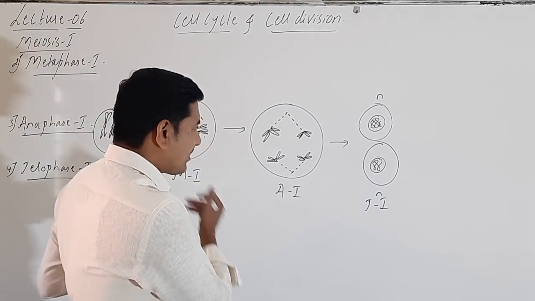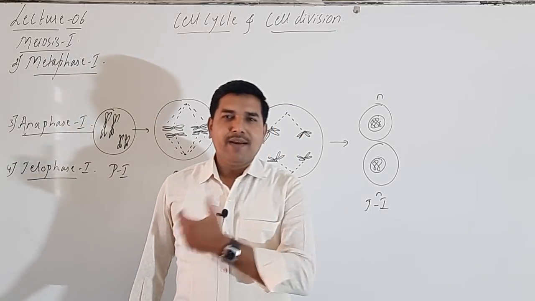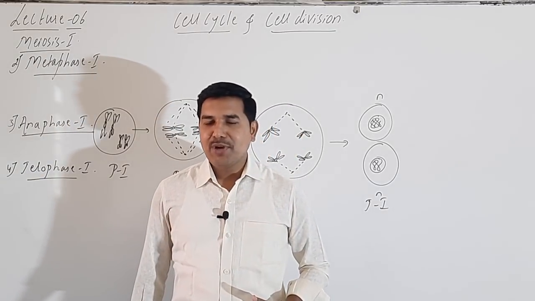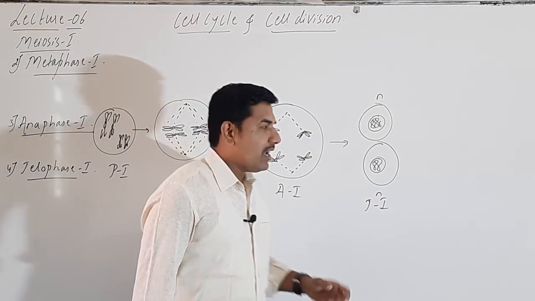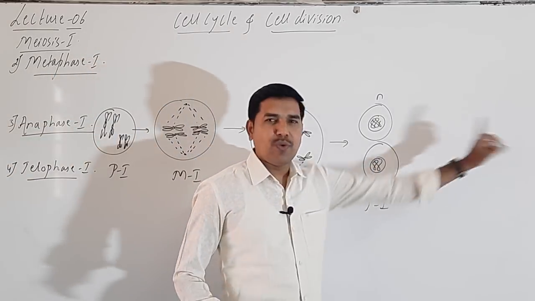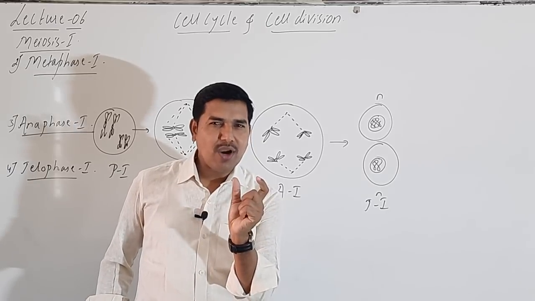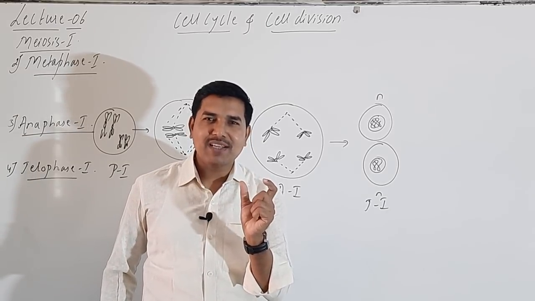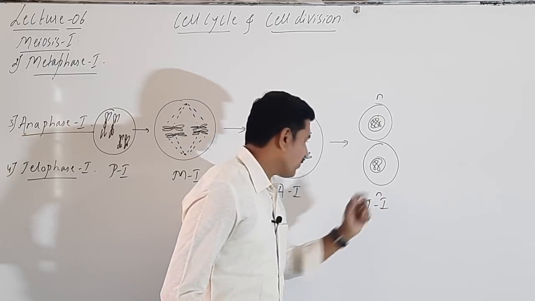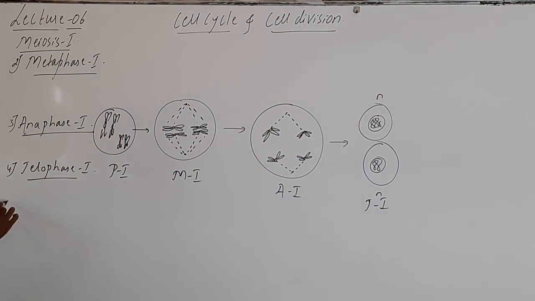So here it completes the part of the meiosis 1. Then from the same cell the meiosis 2 will start. But for meiosis 2 to start, there is a short gap, and that short interval is called intrakinesis. So the gap is called intrakinesis.